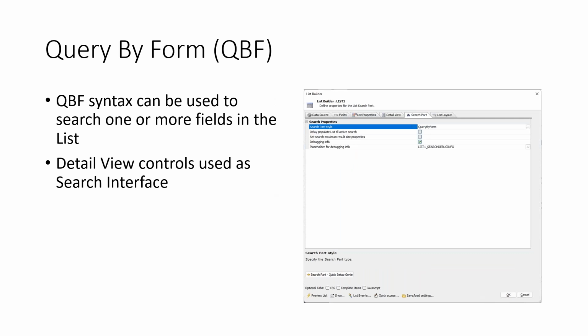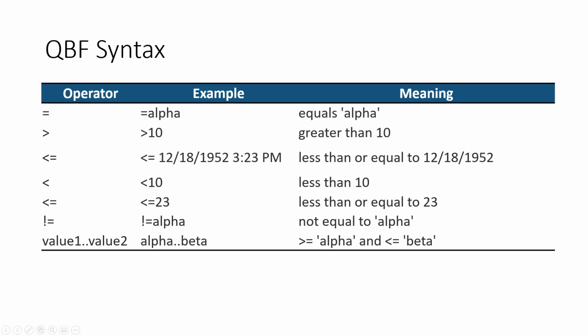And that third one, query by form, I'd want to spend a little bit of time on today because some of you may not be familiar with this. In the search properties, this is the list builder here on the side, and the search part is this tab. If you don't have that in your list, you need to check has search part on the list properties tab first. The search part style, query by form, can be used to search one or more fields, and it also requires a detail view because it uses the detail view controls as the search interface. So when you enter search mode, the detail view is shown, and then you can type in your search criteria using the query by form syntax, which is a lot of different things.